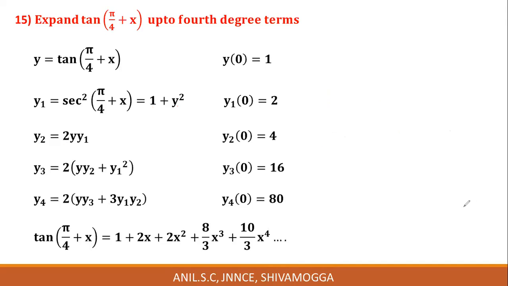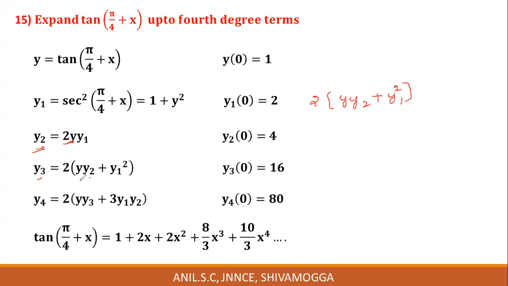Now we find y3. To find y3, differentiate y2. Here 2 is a constant, keep it outside, or you can treat 2y as first function. I keep this 2 outside. y into derivative of y1 is y2 plus y1 into derivative of y is y1. y1 into y1 is y1 square. 2 into y2 plus y1 square.